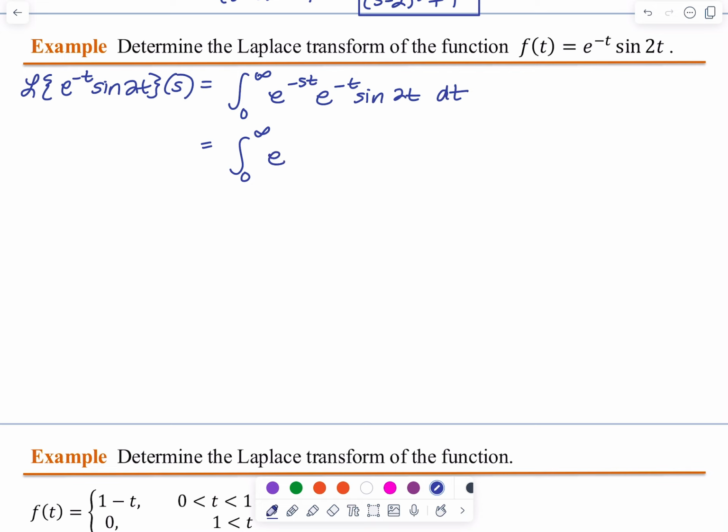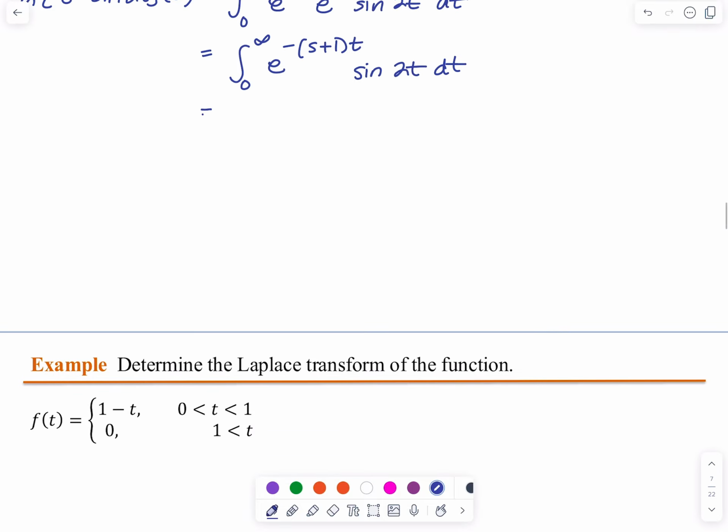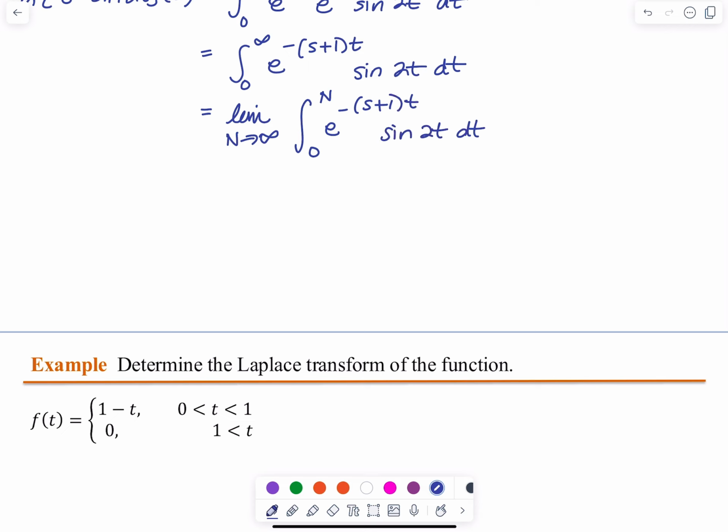That integral e, combining those exponents, we could go ahead and take that negative out and put an s plus 1 times t, sine of 2t dt. So that is equal to the limit as n approaches infinity of the integral from 0 to n of e to the negative s plus 1 t sine of 2t dt. And again, you will use your table of integration to come up with that integral.